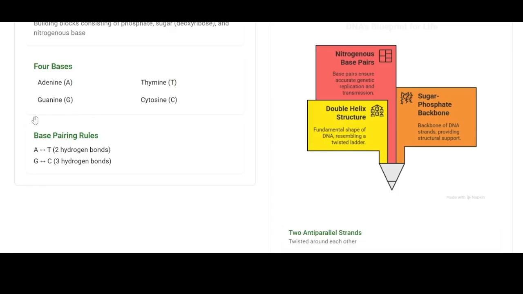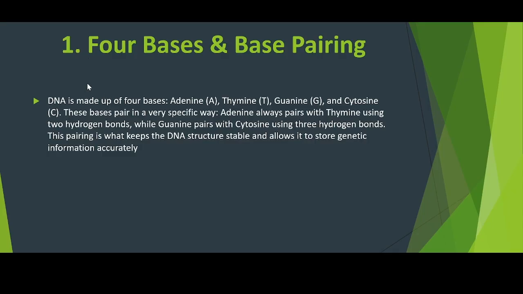These are the base pairing rules. Adenine pairs with thymine to form two hydrogen bonds, whereas guanine pairs with cytosine to form three hydrogen bonds. The DNA is made up of four bases: adenine, thymine, guanine, and cytosine. These bases pair in a very specific way. Adenine always pairs with thymine using two hydrogen bonds, while guanine will pair with cytosine using three hydrogen bonds. This pairing is what keeps the DNA structure stable and allows it to store genetic information accurately.